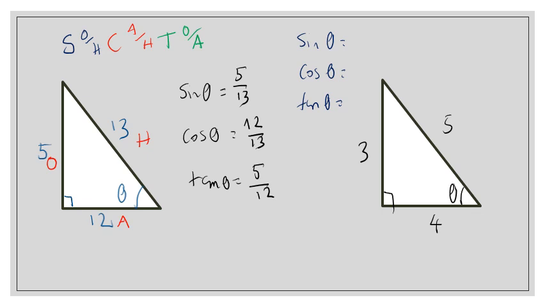So the first thing we need to do is label our triangle. So we've got our opposite is our 3, it's opposite my angle. My hypotenuse is my longest side, so that's my 5. And then the last one is going to be our A. So we can start filling this in up at the top. Opposite over hypotenuse is 3/5. Adjacent over hypotenuse is 4/5. And then my tan is opposite over adjacent, which is 3/4.